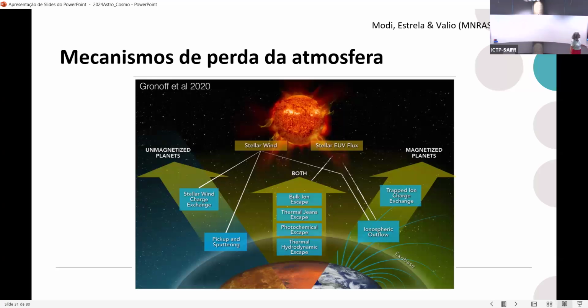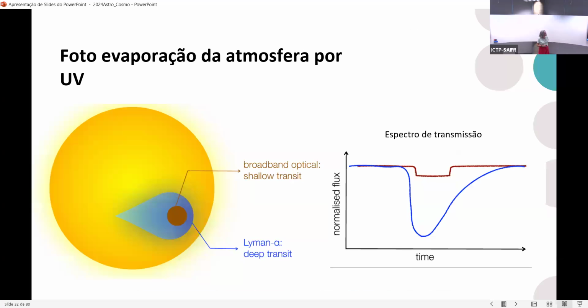And well, just the mechanism, like stellar wind, you have ions that will drive the particles of the atmosphere away from the planet, and you have the intense ultraviolet flux from the star, which will cause photoevaporation of the atmosphere. Of course, the magnetosphere, the magnetic field, can help prevent a little bit of the mass loss of the atmosphere.